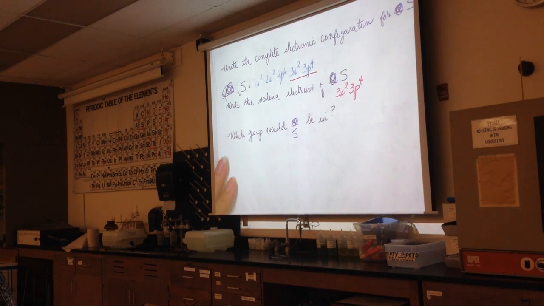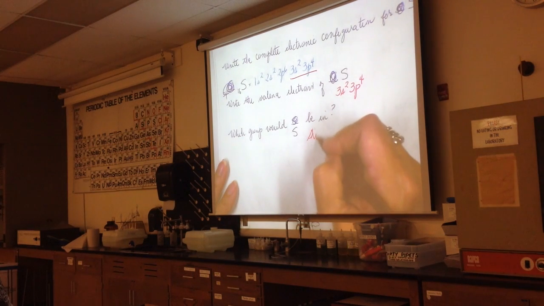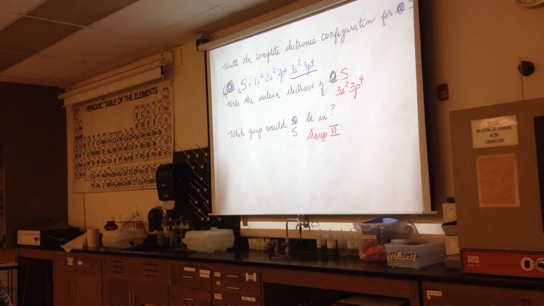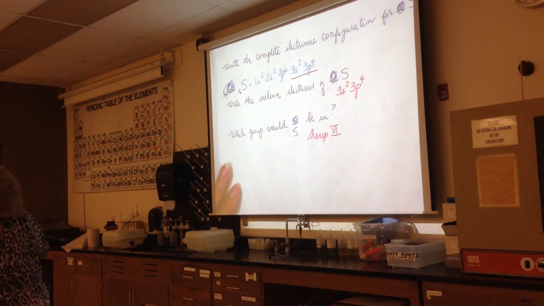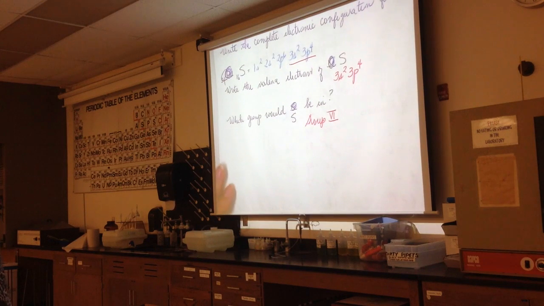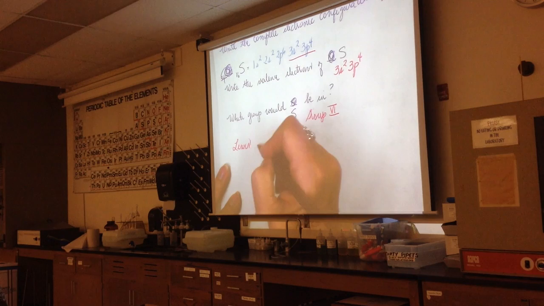Which group would you find sulfur in? You would find sulfur in group 6, right? Everybody okay with all of this? This is old stuff. How did Lewis draw this? How would you represent Lewis' structure for sulfur?